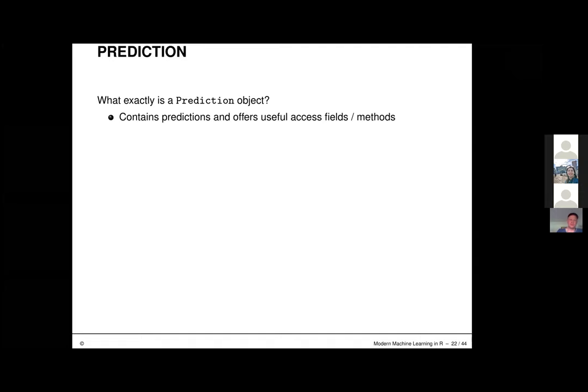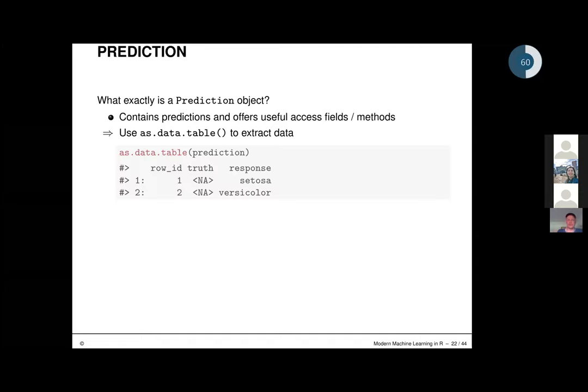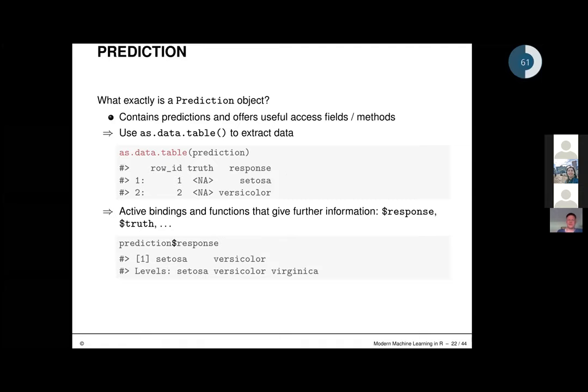So, a closer look at the prediction object. You can again use as.data.table to get a tabular representation of the data which is stored inside. And there are also these fields or active bindings where you can access some of the data directly, for example, the response, just dollar response here. And there's some more stuff which you can look up in the manual page.